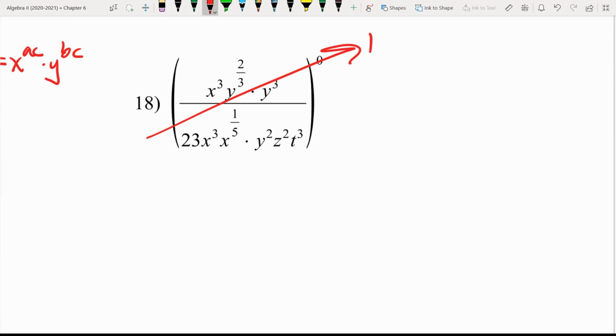Okay. 18 was meant to be a gimme, meant to be the easiest problem on here because anything raised to the 0 power is equal to 1. So this whole thing was 1. You didn't have to do any of the work inside.